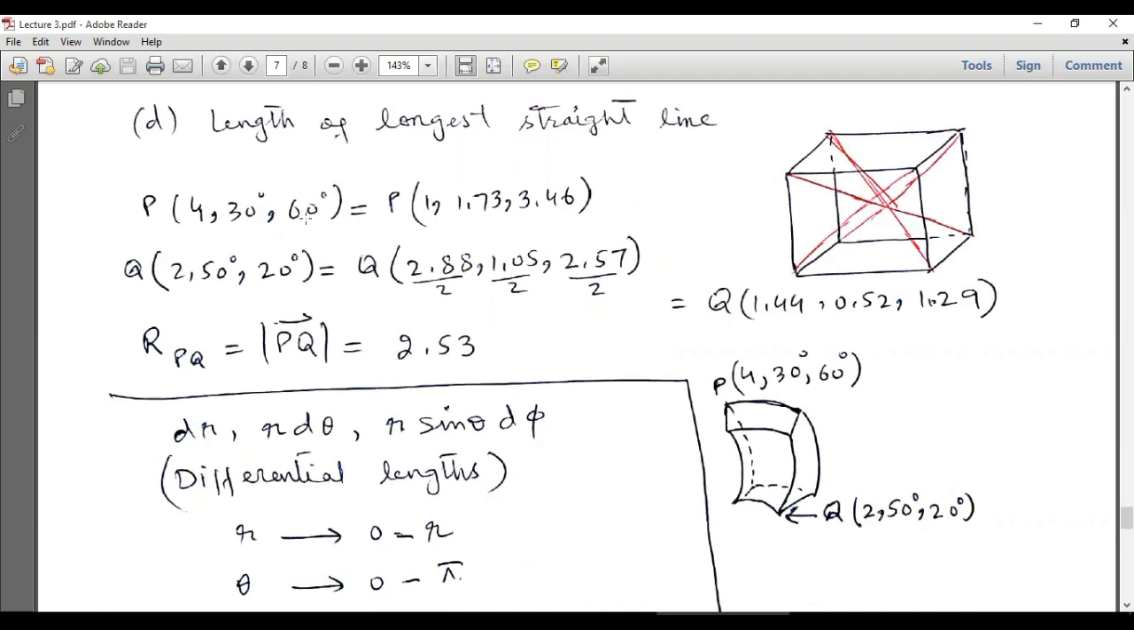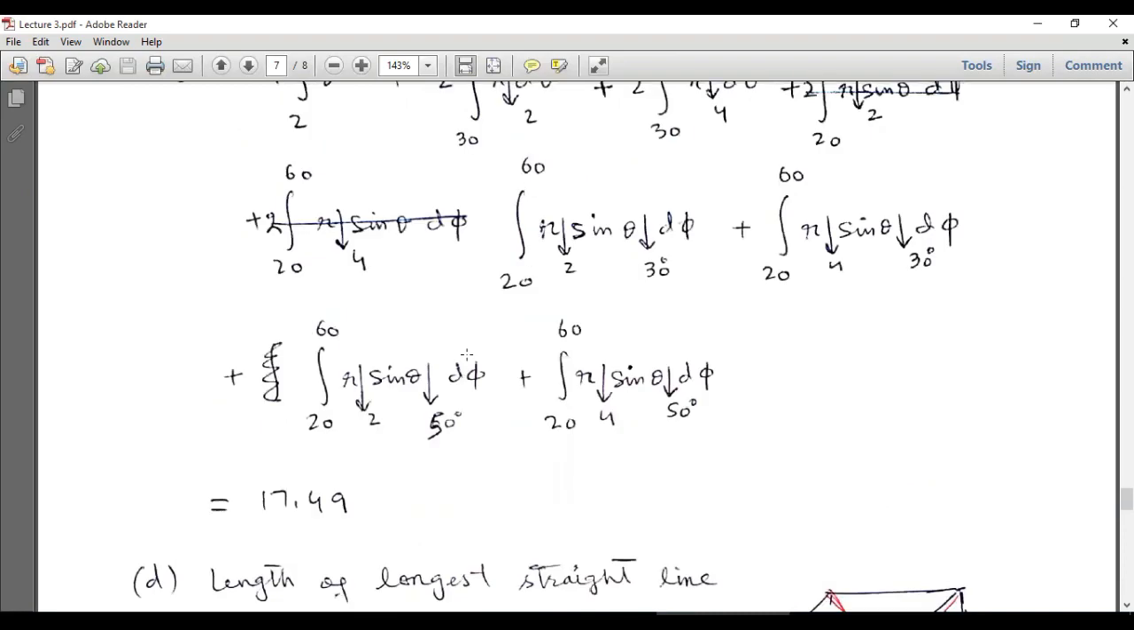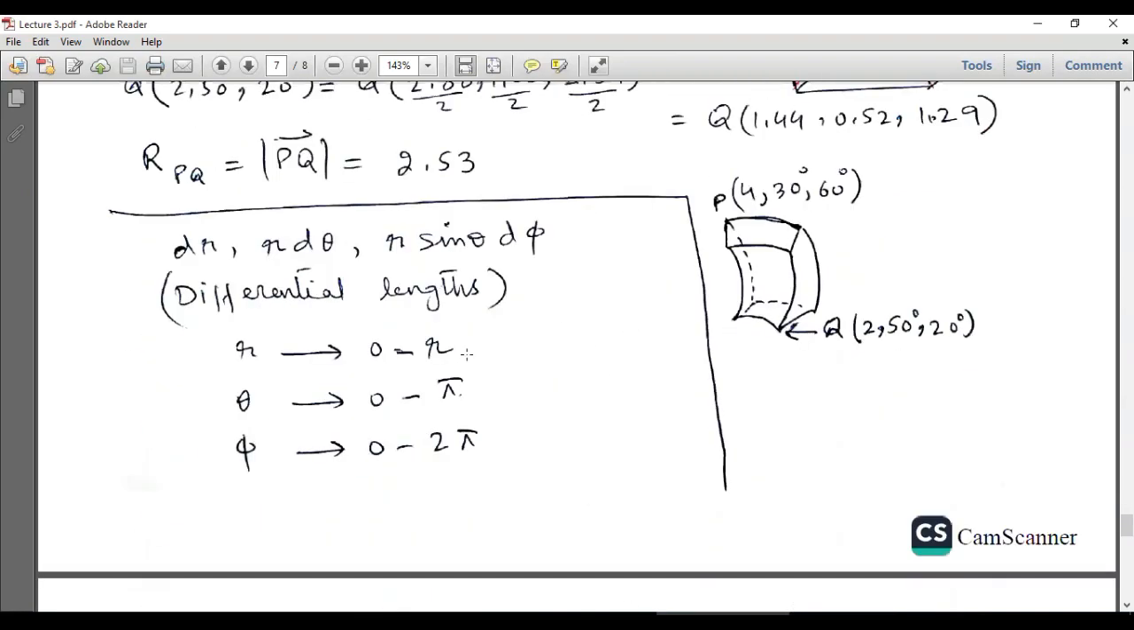So these 2 points must first be converted to the Cartesian coordinate system. So these are the Cartesian variables, and then we apply the distance formula and calculate the distance between these two vectors, and that distance will be calculated as 2.53. So in this way, we can solve such a problem in spherical coordinates.